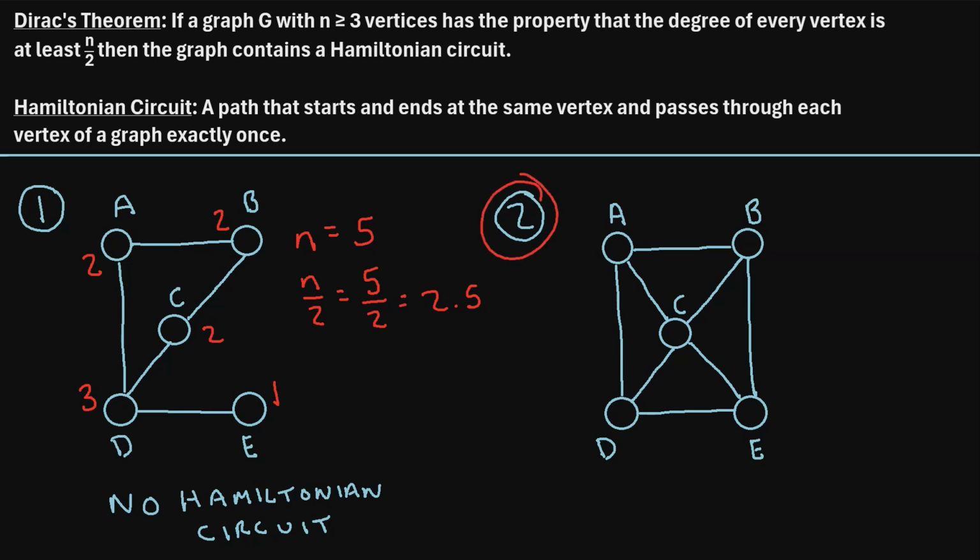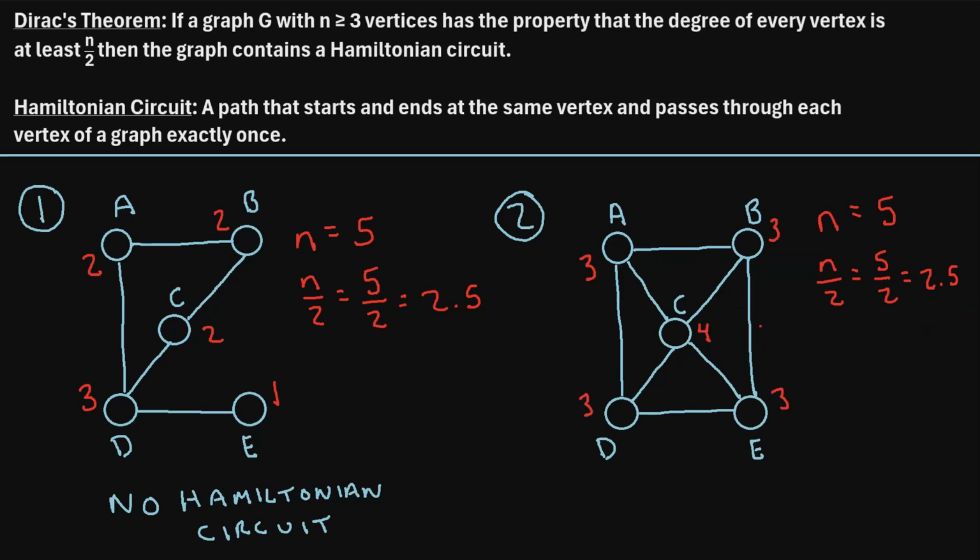All right, now let's check out graph number 2 right here. So we have 5 total vertices in this graph. So in other words, n is equal to 5. So once again, n divided by 2 is going to be 5 divided by 2, which is again 2.5. So Dirac's theorem says that a Hamiltonian circuit exists in this graph if all of the vertices have a degree greater than 2.5. So let's go ahead and label the degree of each vertex in this graph.